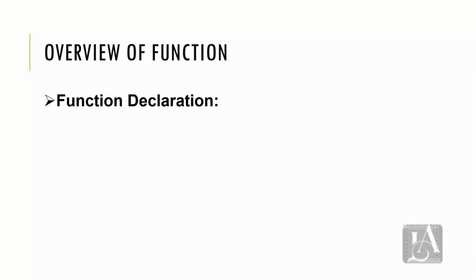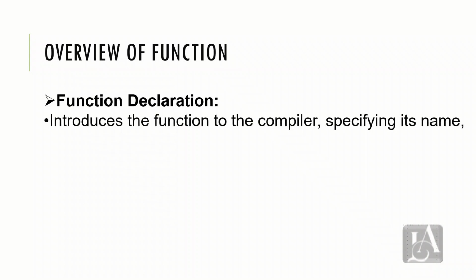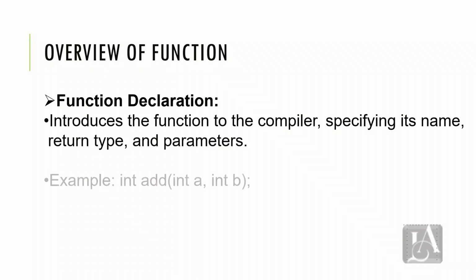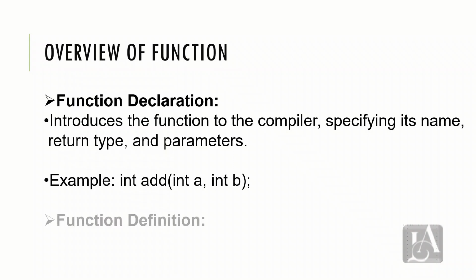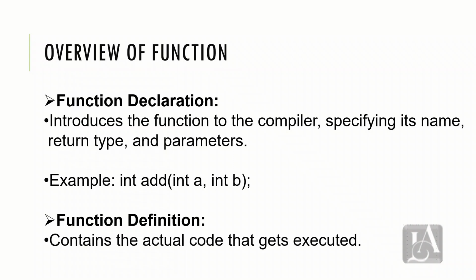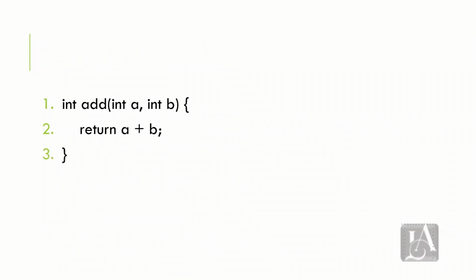Overview of the function. First point is function declaration. It introduces the function to the compiler, specifying its name, return type and parameters. Example: int add(int a, int b). Function definition contains the actual code that gets executed: int add(int a, int b) { return a + b; }.